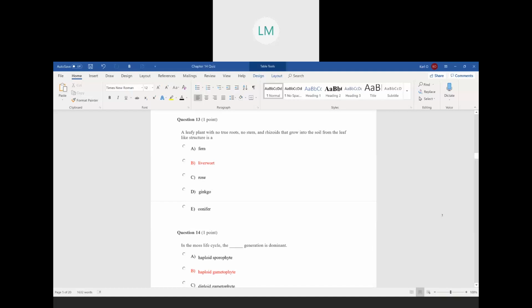Question 13, a leafy plant that has no true roots, no stem, and rhizoids that grow into the soil from the leaf-like structure is what? So choice A is a fern. Fern is a seedless vascular plant, so it has those roots, those stems. Choices C, D, and E are all gymnosperms and angiosperms, so they have true roots and stems as well. But liverwort, that's one of our bryophytes, which doesn't have vascular tissue. It has those rhizoids that are growing into the soil. So that's why choice B is correct.